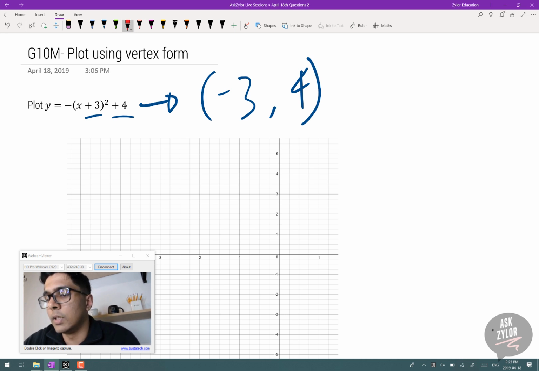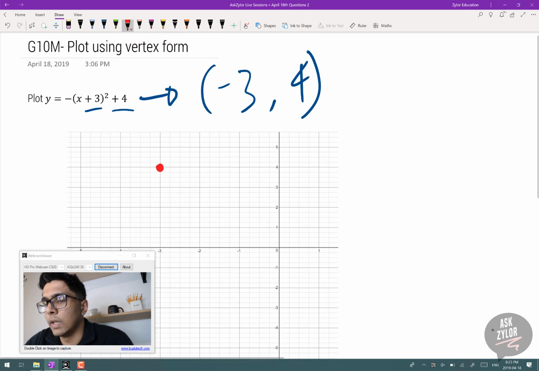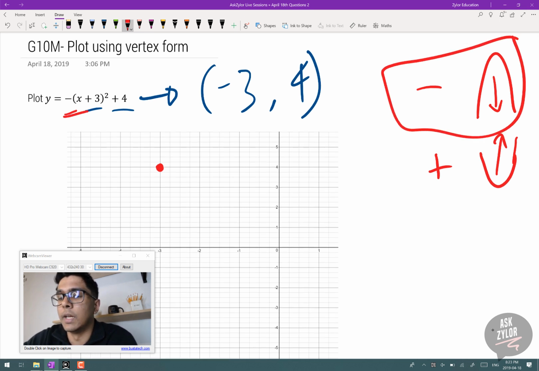If I plot this point, -3 and 4 is going to be here, that's going to be my vertex. Now, what else can I get from this function? I can figure out whether it's opening upwards or downwards by the sign in front of my brackets. If it's negative, my function should be opening downwards. If it's positive, my function should be opening upwards. So I know it's opening downwards because of my negative sign in front of my brackets.